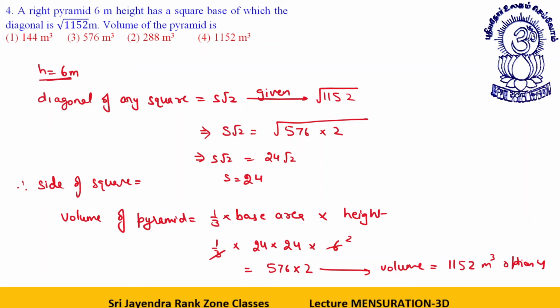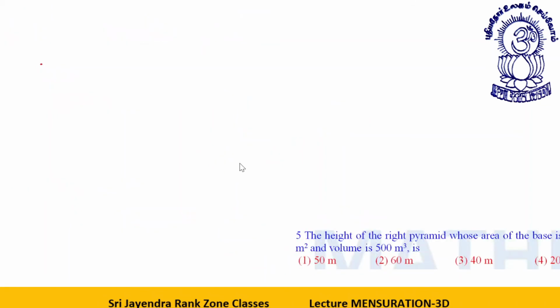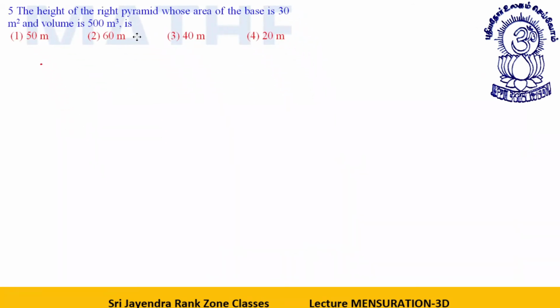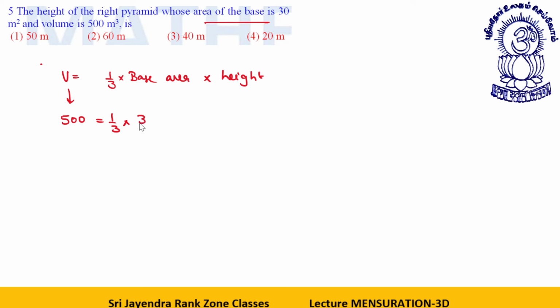Okay, dear students. The height of a right pyramid whose area of the base is 30 meter square and volume is 500 meter cube is an easy question. See, direct formula. What is the volume? Volume is 1/3 into base area into height. Volume is given to you as 500. Area of base is 30. You have to determine the height. 0 and 0 cancel, 3 and 3 cancel. So height is equal to 50 meter.